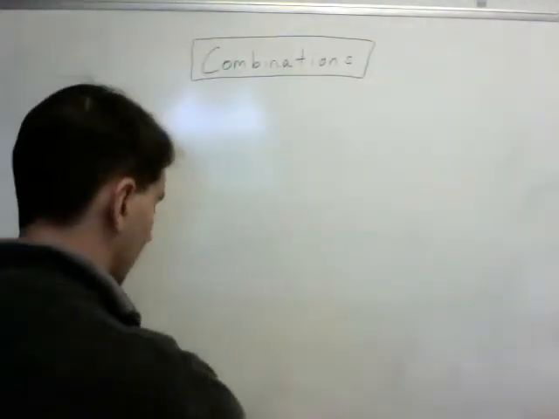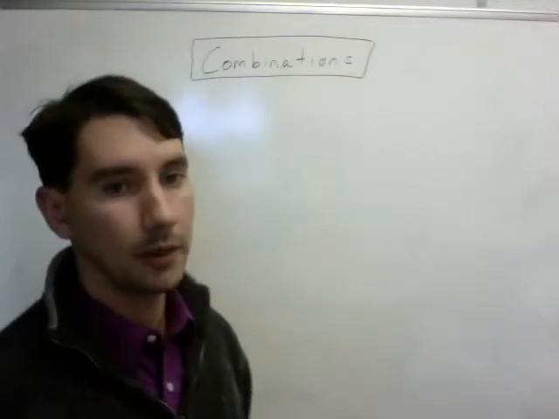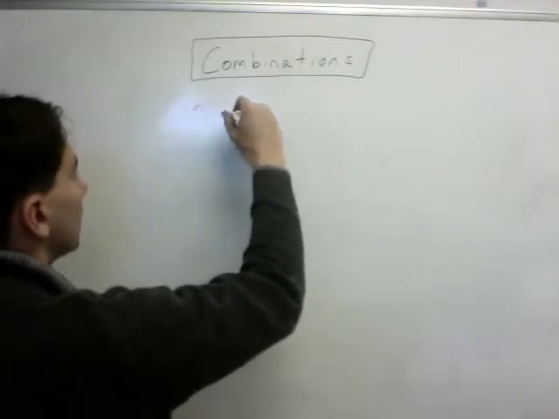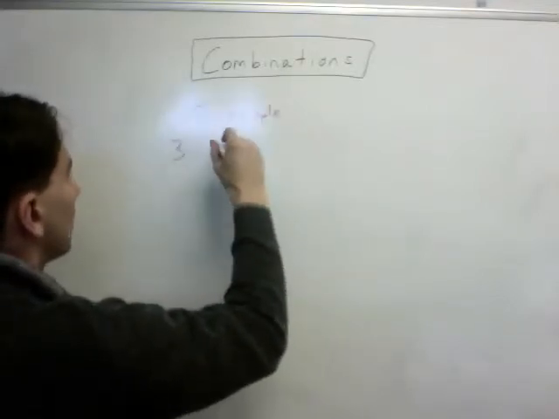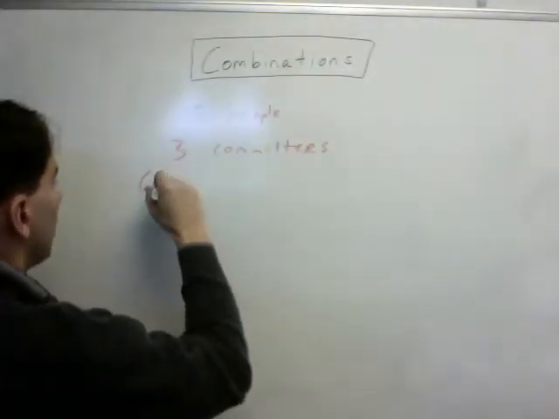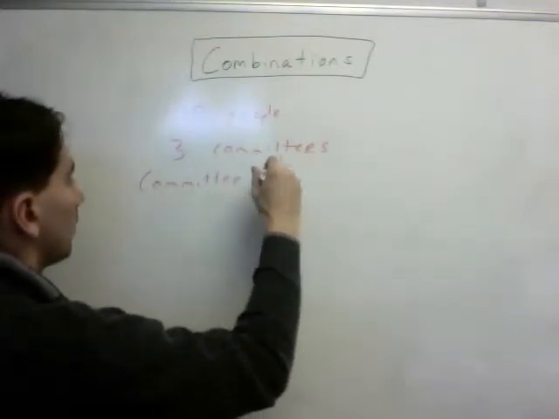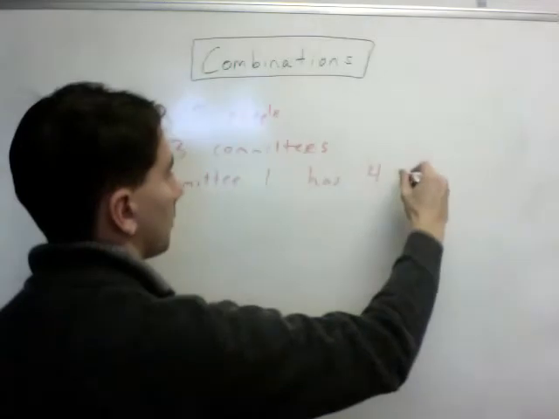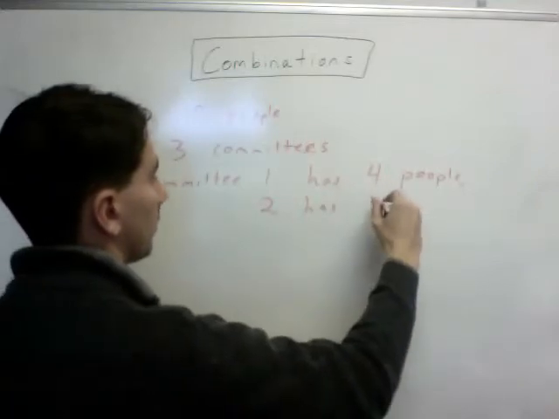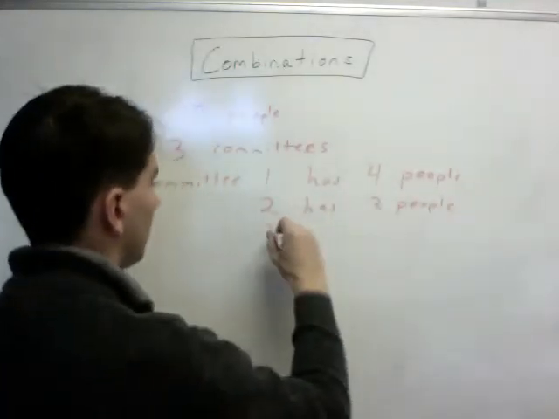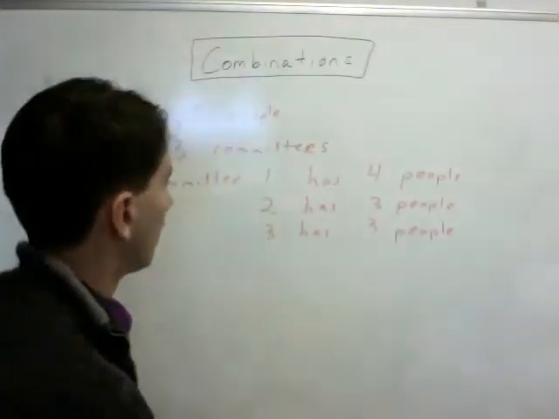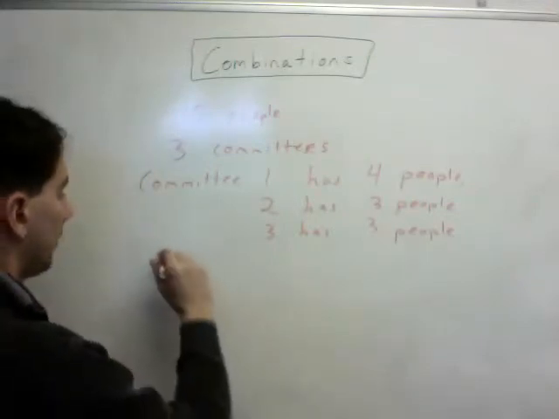Okay. So suppose instead of breaking it up into 2 groups, we maybe wanted to break it up into 3 or more groups. So say maybe we have 10 people, and we need to make 3 committees. So committee 1 has 4 people. Committee 2 has, say, 3 people. And committee 3 has 3 people. So how many ways can we make these 3 committees?